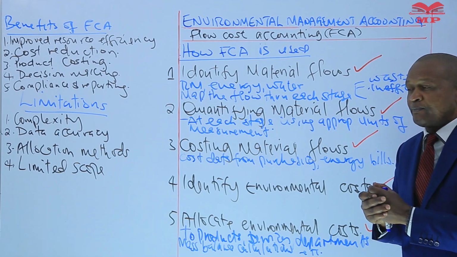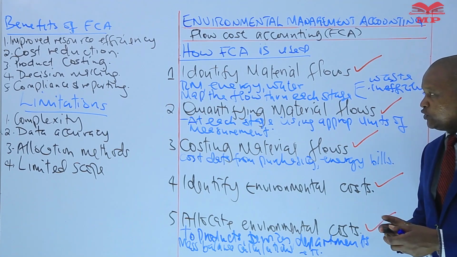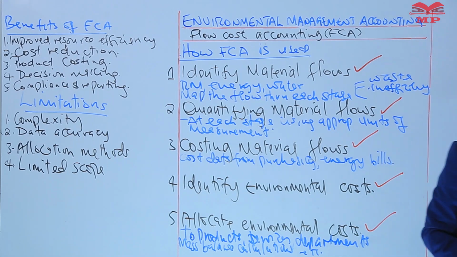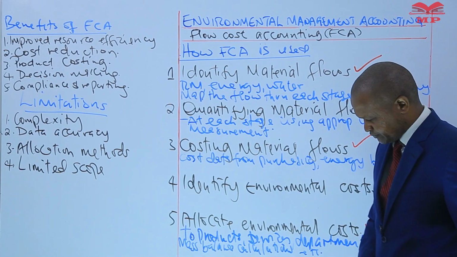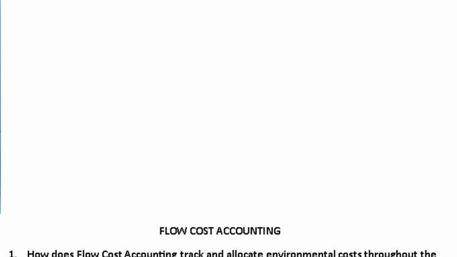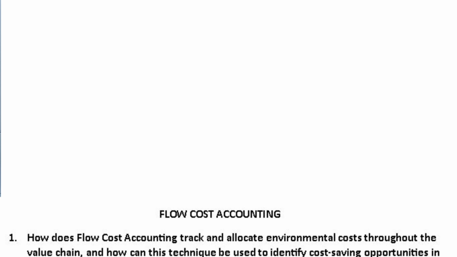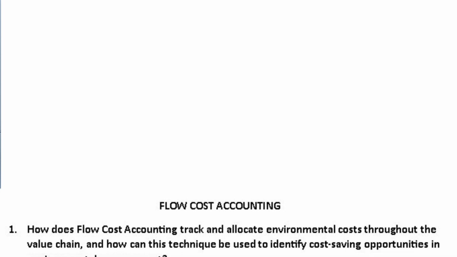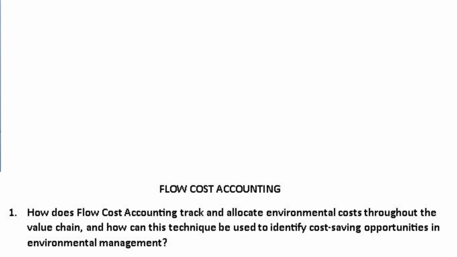Is that clear? So having said that, I'm going to give you, to read to you today's assignment. I have 3 questions on flow cost accounting. Number 1, how does flow cost accounting track and allocate environmental costs throughout the value chain, and how can this technique be used to identify cost-saving opportunities in environmental management?